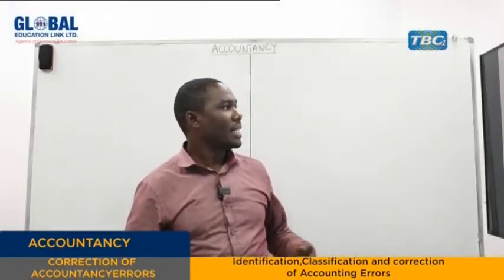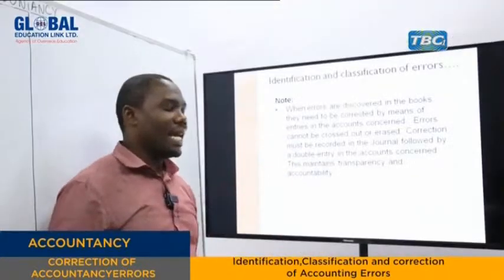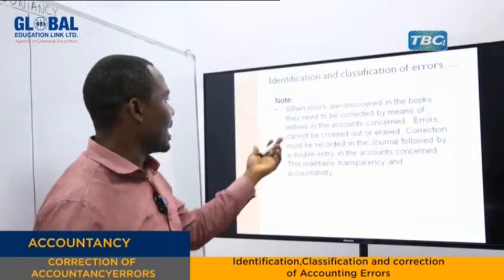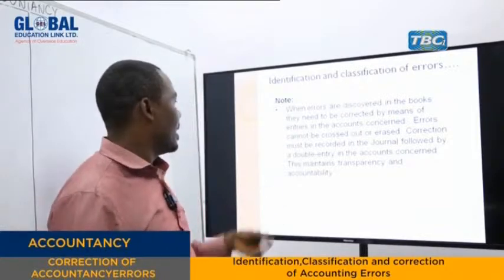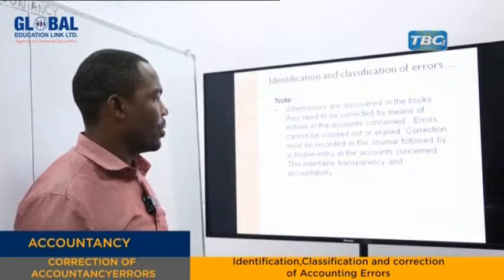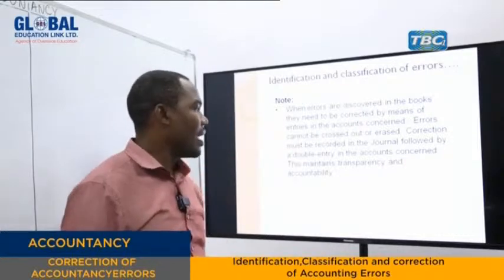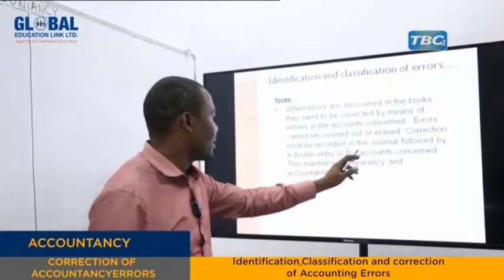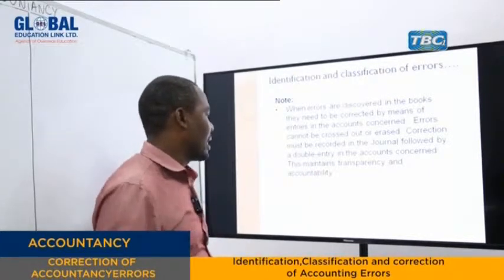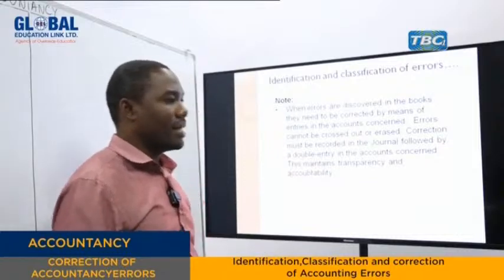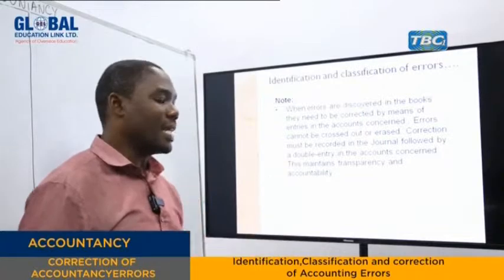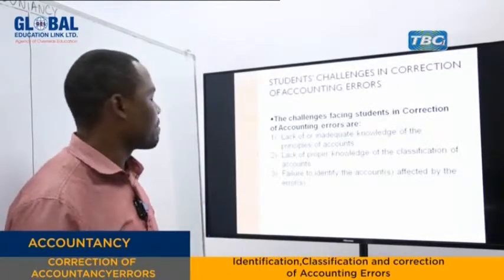We know that in accounting, errors are not erased or crossed. When errors are discovered in the books, they need to be rectified by means of journal entries. So don't erase or cross the error. The correction must be done through a journal and followed by double entry in the accounts concerned. Why is this? This is just to maintain transparency and accountability, and this is the accounting profession.